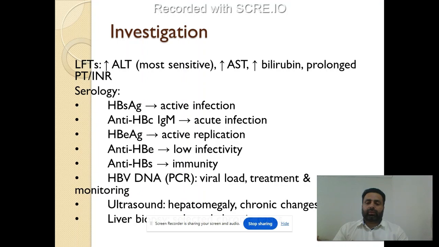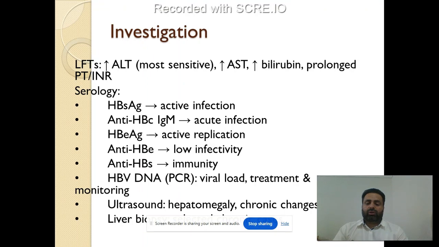anti-HBc IgM, the hepatitis B core antibody IgM, that shows acute infection. Hepatitis B E antigen shows active replication. Anti-HBe shows low infectivity. Anti-HBs shows immunity. So the ultimate final goal is to take out the PCR. What you see in the PCR is viral load, for treatment and monitoring.